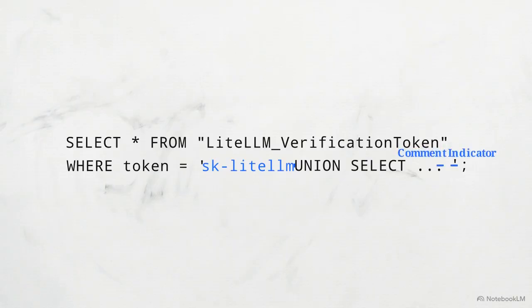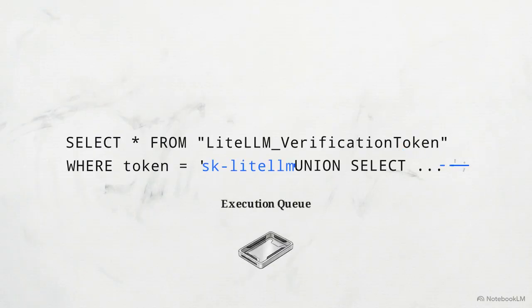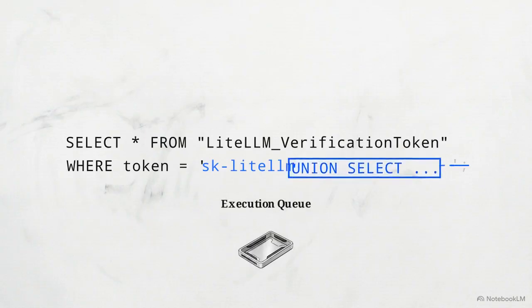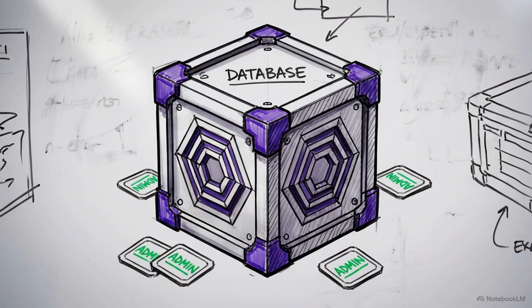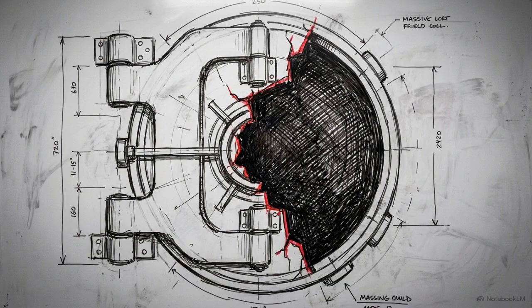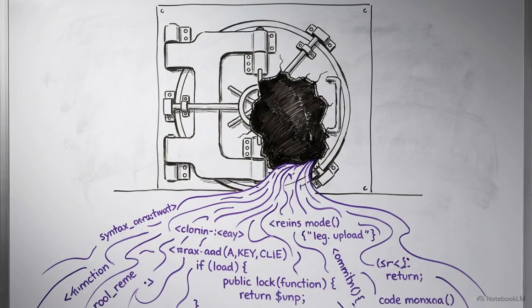The double dash at the end acts as a comment. It tells the database to ignore the rest of the original application code, preventing a syntax error that would stop the attack. This setup allows the injected union select command to be interpreted by the database as a new, legitimate instruction. The database then executes that command using the high-level system privileges assigned to the LiteLLM service. A single unescaped character converts a routine credential check into a command that grants the user full control over the database.